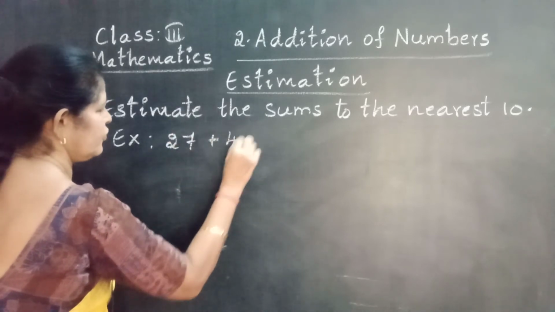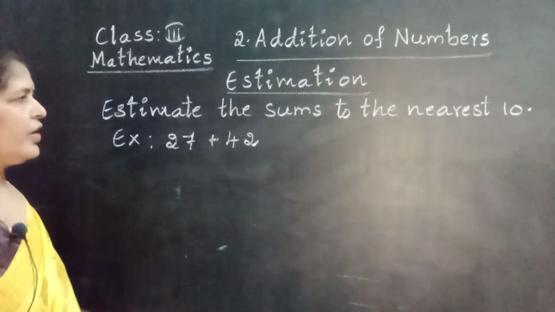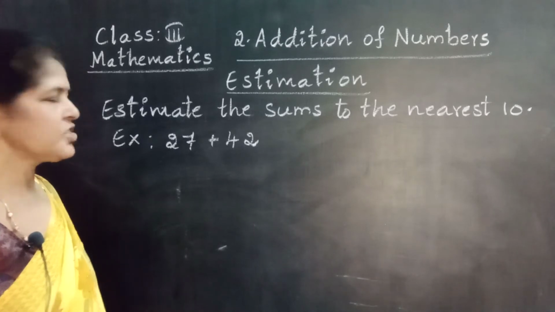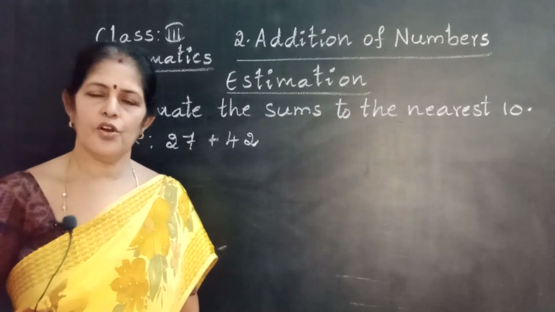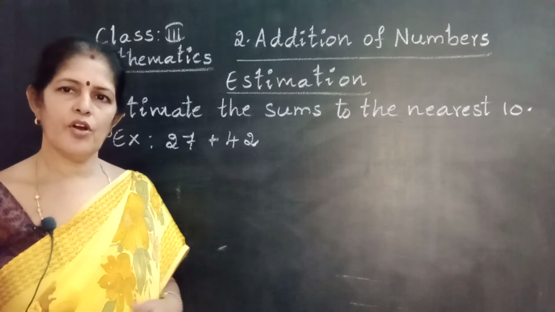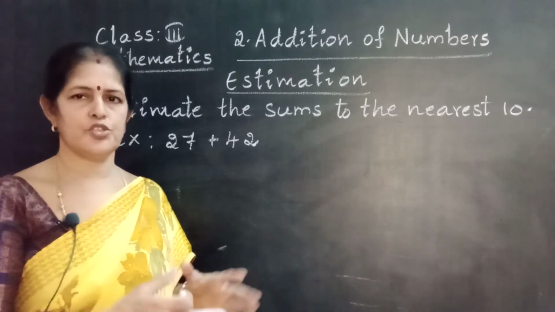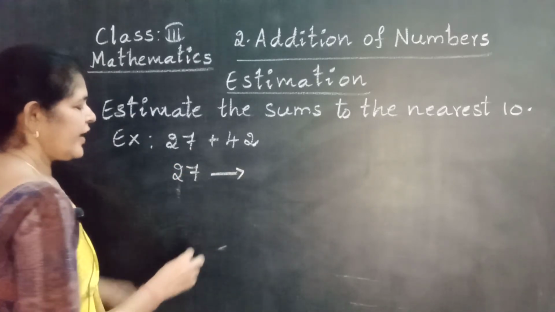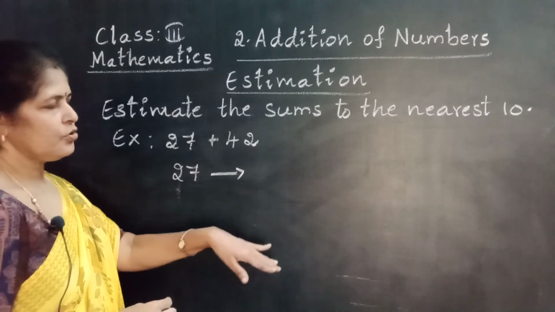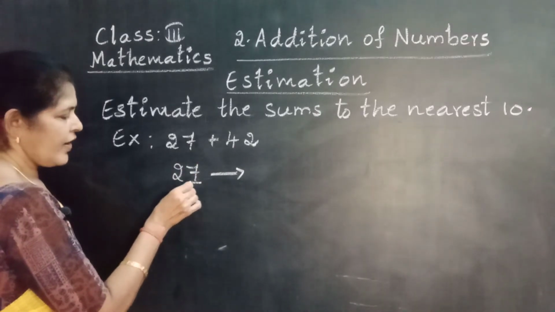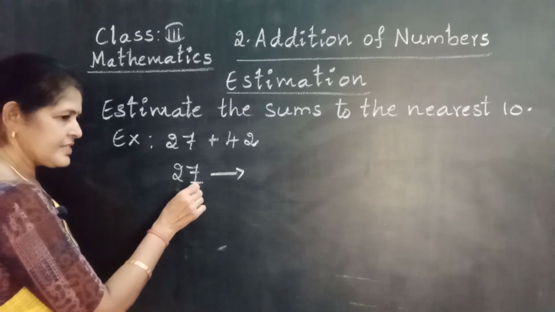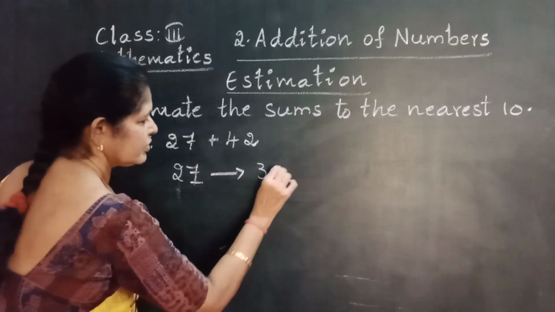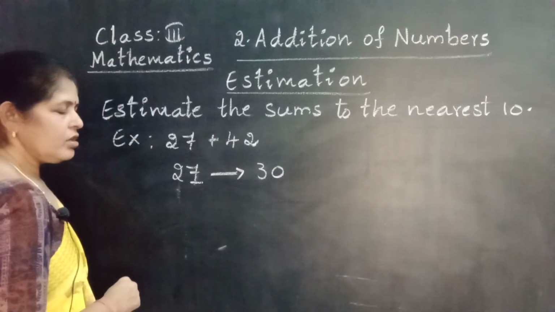Example sum: 27 plus 42. This is the given question. We are going to find out the sum to the nearest 10. Estimation is a method. We do not know the exact value, but we get reasonably close to it. See, first number is 27. To round 27 to the nearest tens, check the ones place number. Ones place number is 7. 7 is greater than 5. That means it is closer to 30.